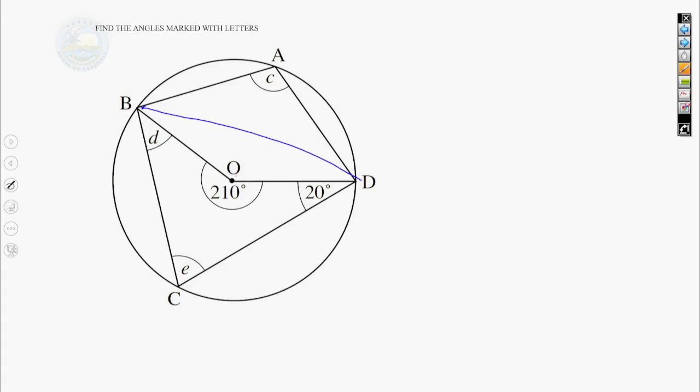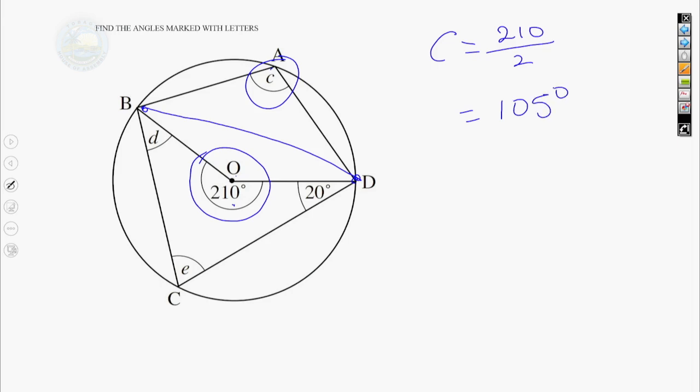C is being subtended by that same chord. And remember, when we were doing the rules, I gave you an example that looked just like this, to show you that this angle subtended at the center, it being on the outside, will be double the angle subtended at the circumference on the inside. So it means that C will be equal to a half of 210, which is 105 degrees.